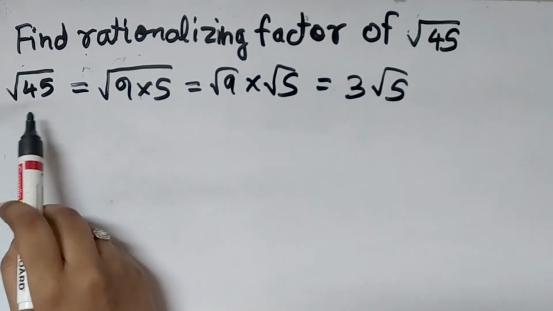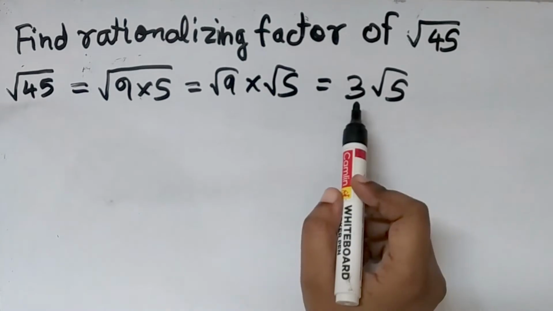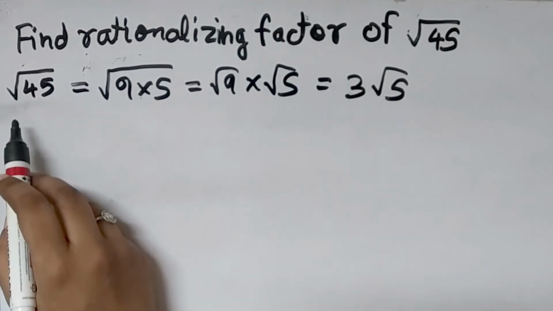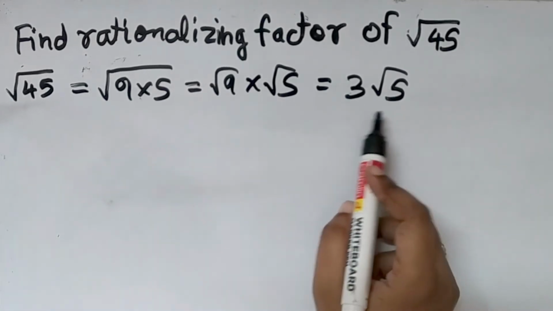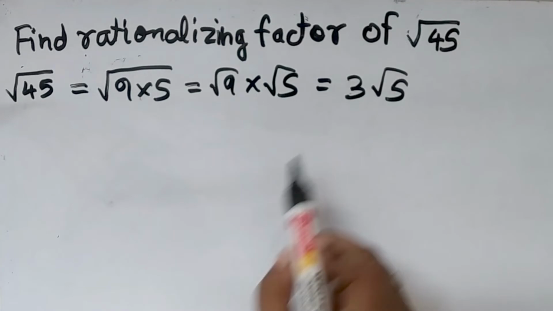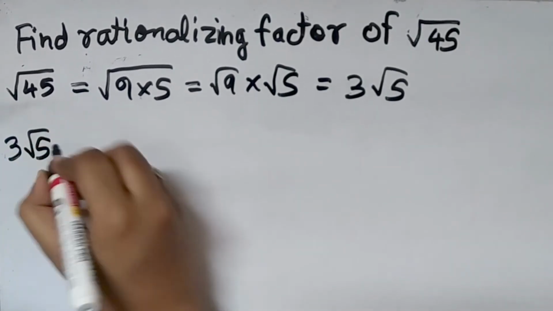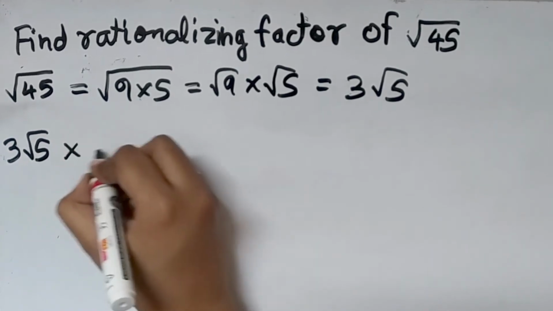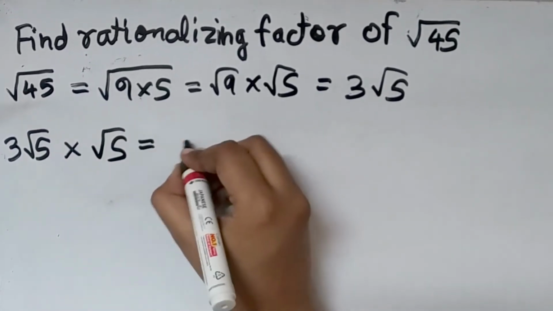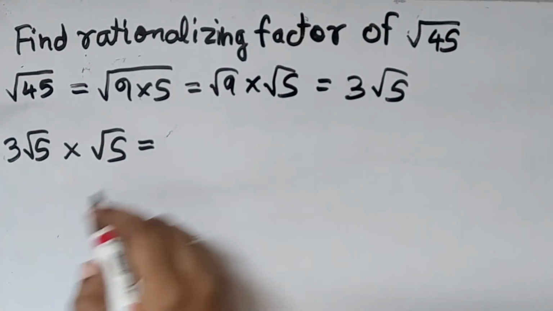Okay, we have already seen how to write a surd in its simplest form in the previous video. So you can check the link from the description and the I button. Now here see, after simplifying this surd, we got this 3 root 5. Now it will be easy to find the rationalizing factor of 3 root 5. Now see, if we multiply 3 root 5 into root 5, what we will get? We have already seen how to multiply two surds in the previous videos.